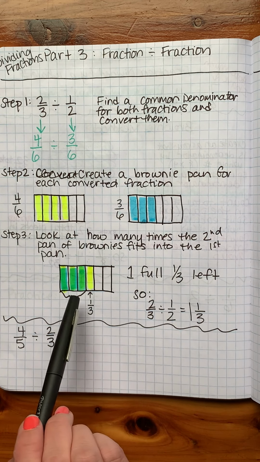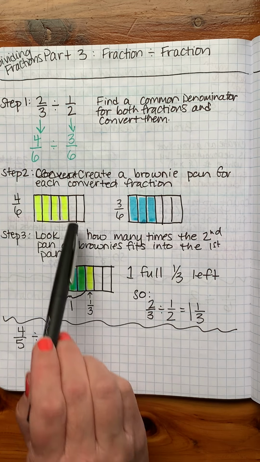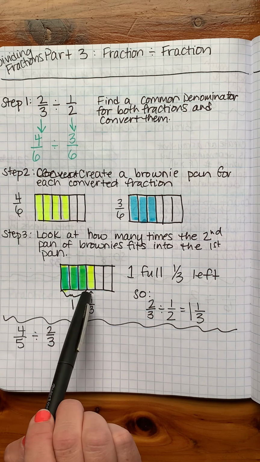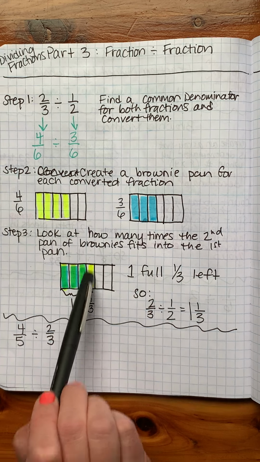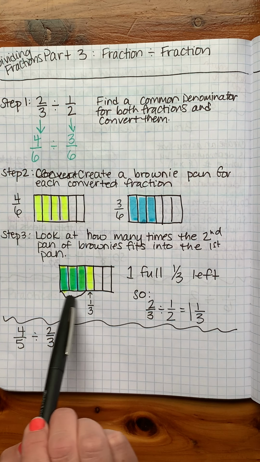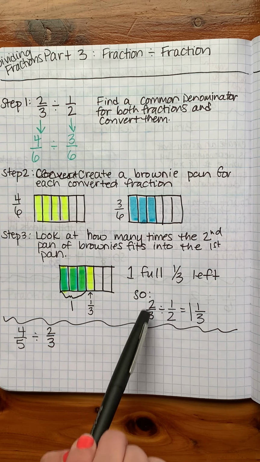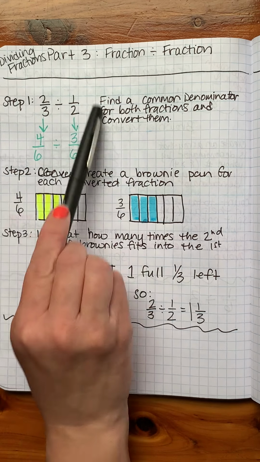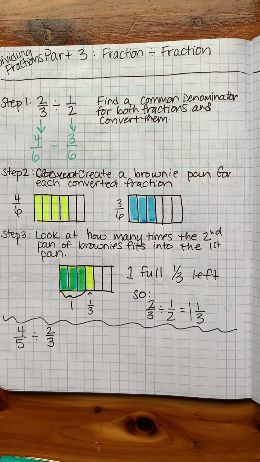Now, how many times can these 3 right here fit into these 4 right here? And I noticed that it can fit in there one whole time, and then there's one of these 3 left, which would be 1/3. So when I combine these two together, it's 1 and 1/3. So 2/3 divided by 1/2, going back to that original math problem up here, equals 1 and 1/3.